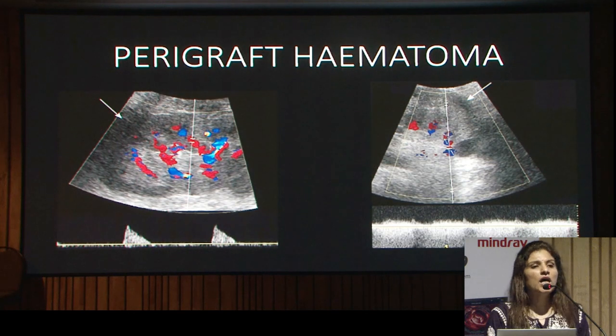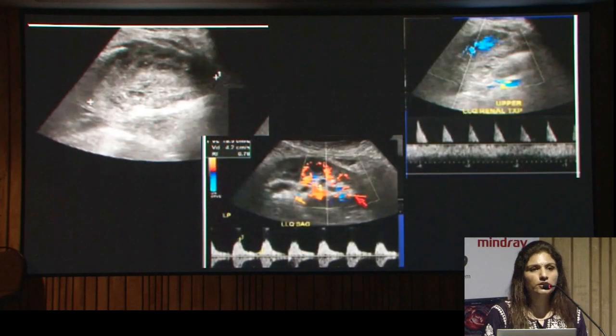What we saw was a little bit of arterial flow, which was a very high resistance type of flow. They drained the hematoma, and immediately the flow came back to normal. So high resistance flow, but the venous flow is patent. That means it is not renal vein thrombosis.